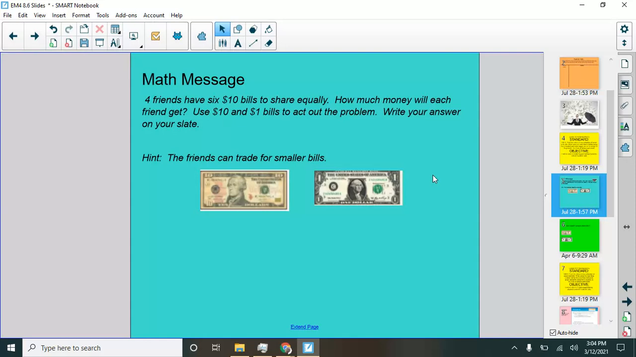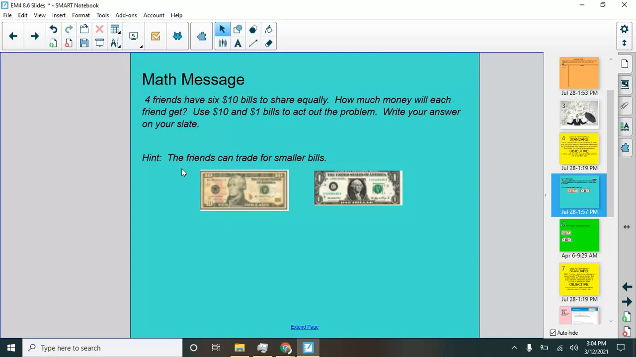Here is our math message. I want you to think about this. This says 4 friends have 6 $10 bills to share equally. So first we need to know that's $60, right? How much money will each friend get? Use $10 bills and $1 bills. Oh, I've got those here, right, to kind of act out the problem. So what do you think we would need to do if these 4 friends have 6 $10 bills, then they want to share their money equally?